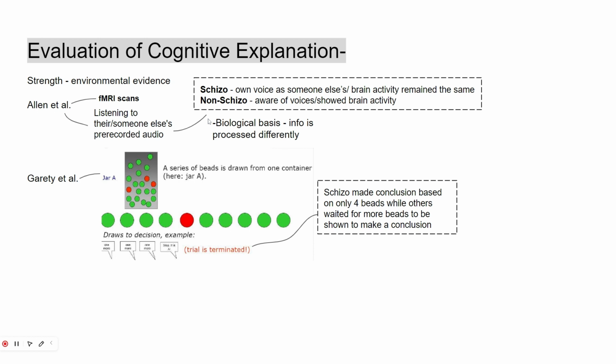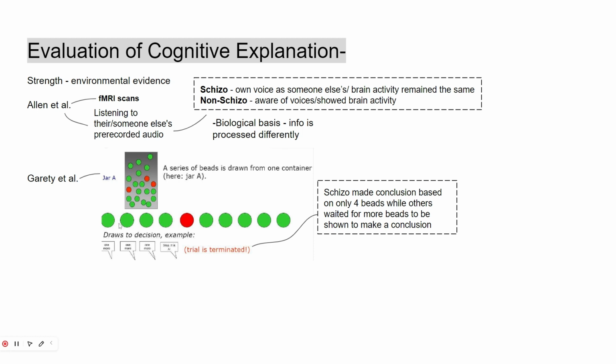So this is a biological basis. Information is processed differently among the schizophrenics and non-schizophrenics. Gertie et al., basically, she's a psychologist. She did the experiment with two jars. I'm just giving you one example: one had an 85 to 15 ratio of beads, meaning that there were more green beads, and there were 15 pink beads in one jar, and then the other one also had the same. So in jar A, the psychologists basically took out one bead at a time while hiding the jar behind, and they only took out one at a time.